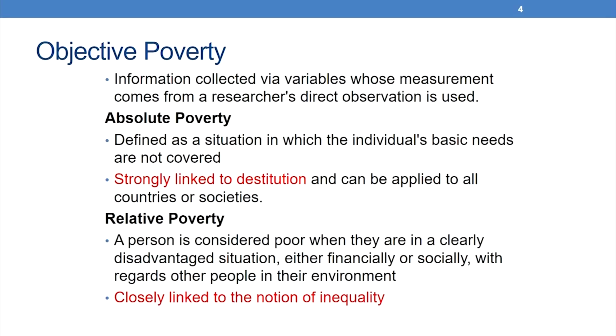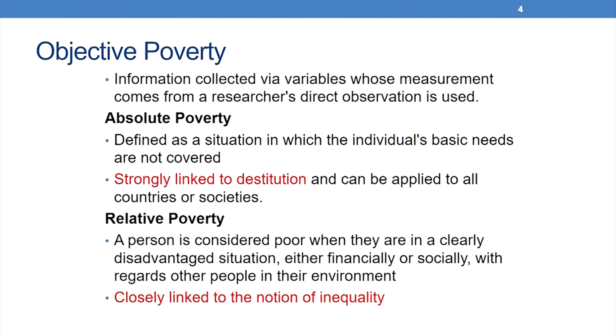Now, absolute poverty is defined as a situation in which the individual's basic needs are not covered, or in other words, there is a lack of basic goods and services, and this normally relates to the very basic needs, for example, food, clothing and shelter. And often with time, the list of basic needs also keeps on expanding. However, some of these issues related to housing, electricity, sanitation and drinking water have remained a constant for a large period of time.